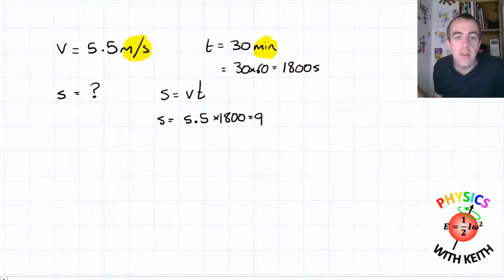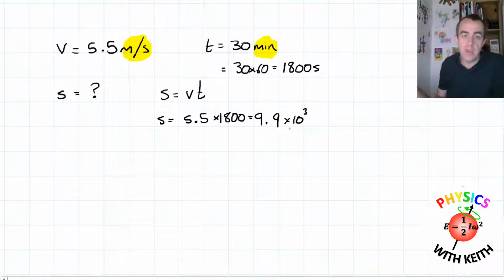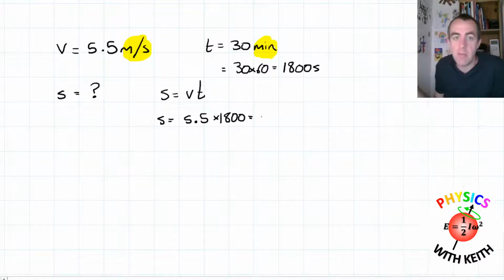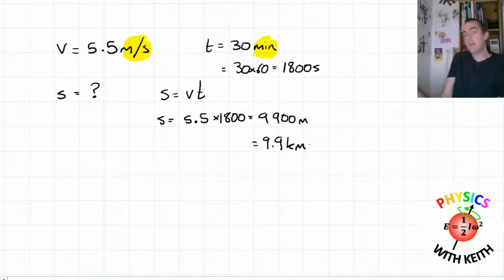So this is 9.9 times 10 to the 3 in standard form. Now if you're not comfortable with standard form, we've not seen this before, don't worry, I'll write it in the usual way and we can talk about standard form another time. That's 9,900 meters, which is the same thing as 9.9 kilometers.